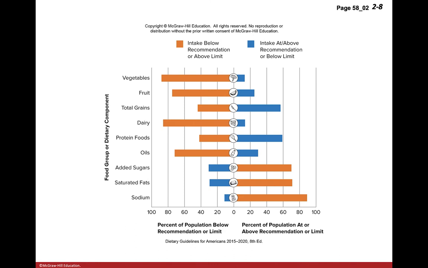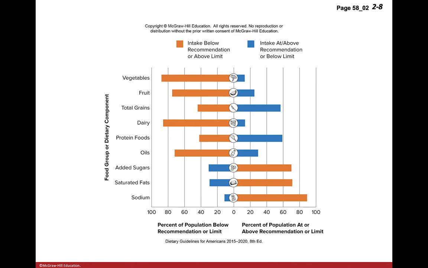If we look at vegetables, really large percentage below, very little above. So there's a trend here if we look at the problem. So look at fruit, yeah, we're not so good about that. Total grains, a little bit better, okay? Dairy, not really. Protein, tend to a little bit more focus on other types of proteins, oils. If we look at added sugars, that's something that we're consuming too much of, along with saturated fat and sodium.